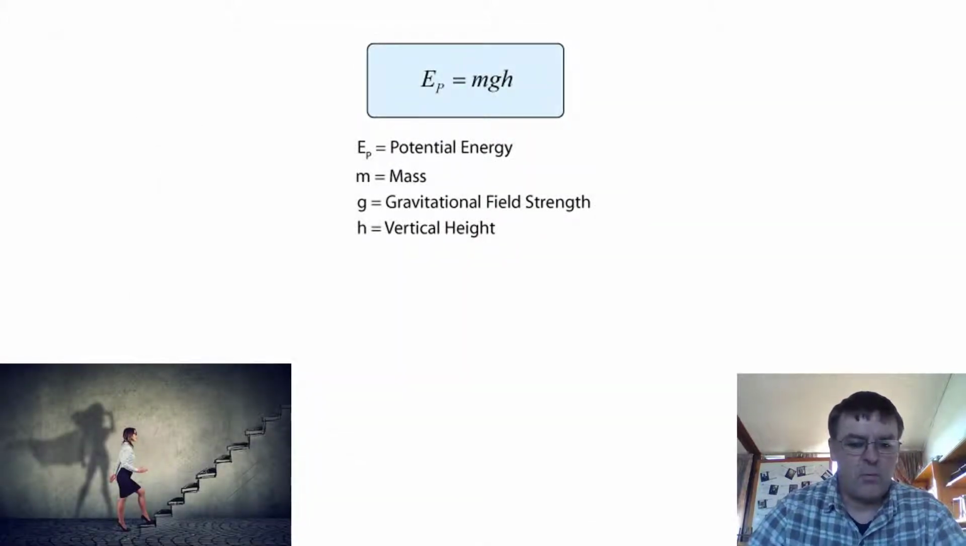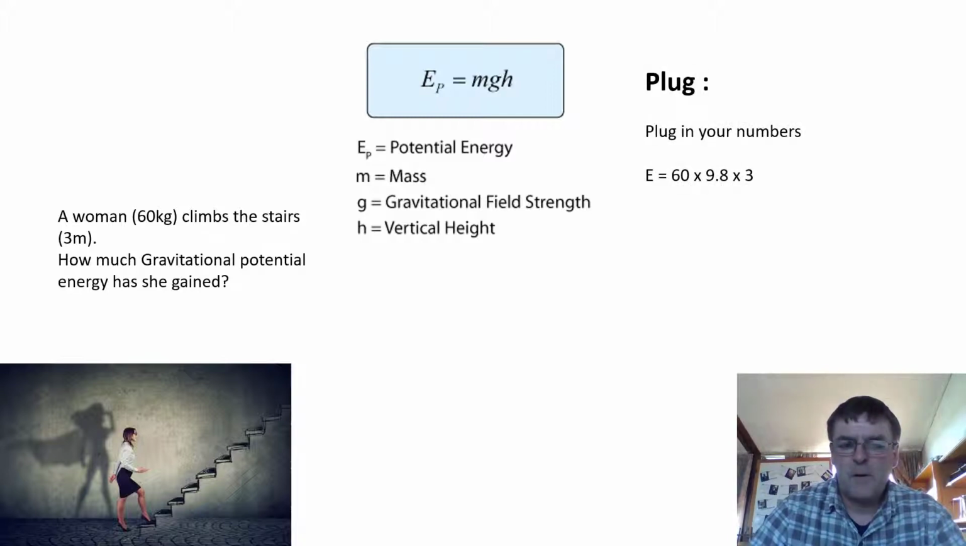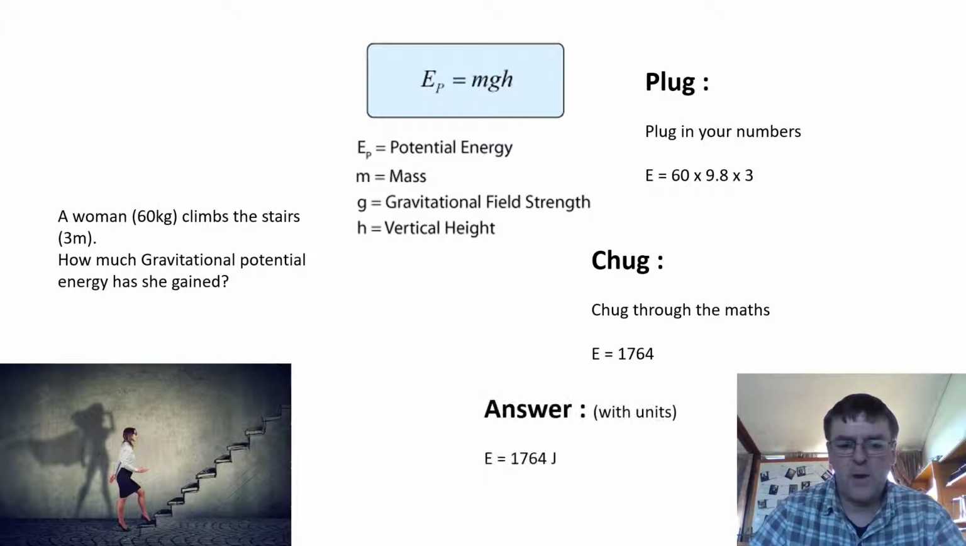So here's an example. A young lady climbing some stairs. I've guesstimated she weighs about 60 kilos and the stairs are 3 meters tall. How much potential energy does she gain when she goes up the stairs? So we've got our equation. All we've got to do is plug in the numbers. 60 kilos times 9.8, being the gravitational field strength or acceleration due to gravity, and 3 being the vertical height she's gained. Chug through the maths. The answer comes out as 1764. That's simply a number. Finish it off by adding the units, joules. She's gained 1,764 joules by climbing these stairs.